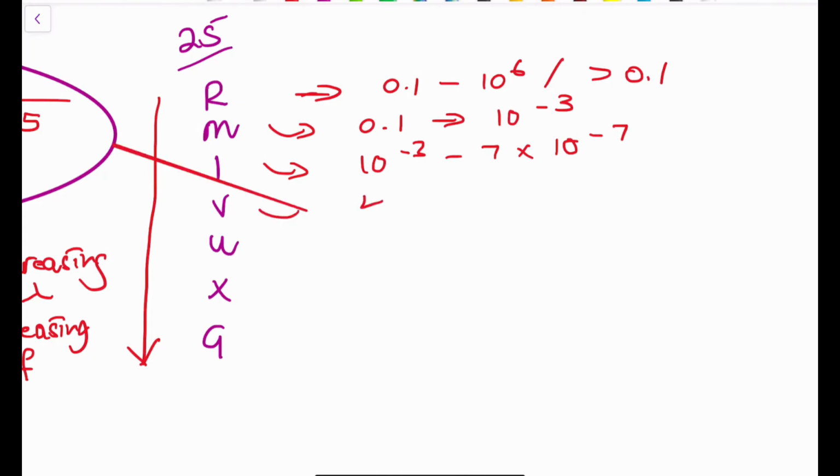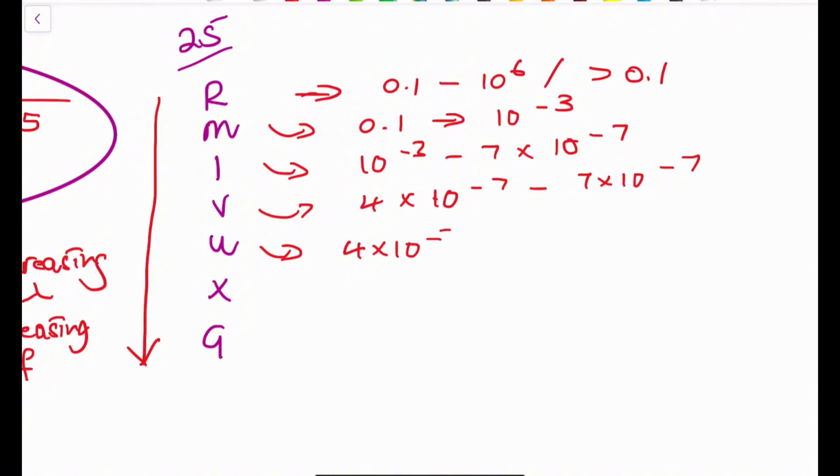For visible light, 4 times 10 to the power of negative 7 to 7 times 10 to the power of negative 7. Okay? Ultraviolet, what is this going to be? It's going to be from basically 4 times 10 to the power of negative 7 again. It's going to peak off at about, I'll say, 1 times 10 to the power of negative 8. That's much easier.